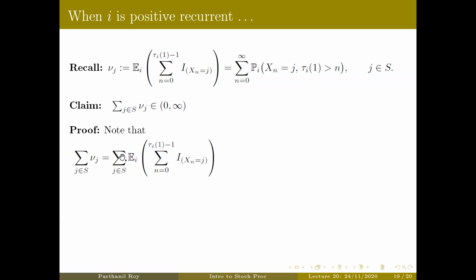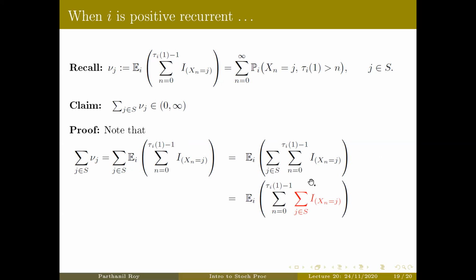Now, the sum of expectations is the expectation of the sum because everything is non-negative. Okay, remember everything is non-negative here. So therefore, the sum of the expectation is the expectation of the sum. Again, since everything is non-negative, these two sums can be interchanged. That's thanks to the Fubini theorem, but let's not worry about such things. Now look at the inside sum.